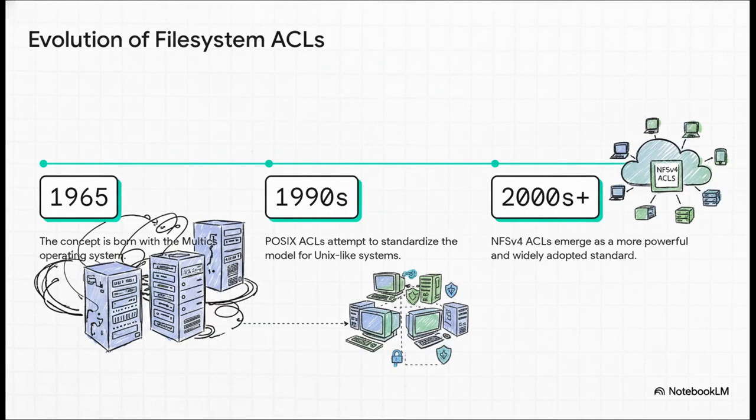And get this, the idea has been around for a long, long time. The very first version showed up way back in 1965 with an old operating system called Multics. Then in the 90s, there was this attempt to standardize them with something called POSIX, but that kind of fizzled out. Today, the modern standard that you'll see pretty much everywhere is called NFSv4 ACLs.